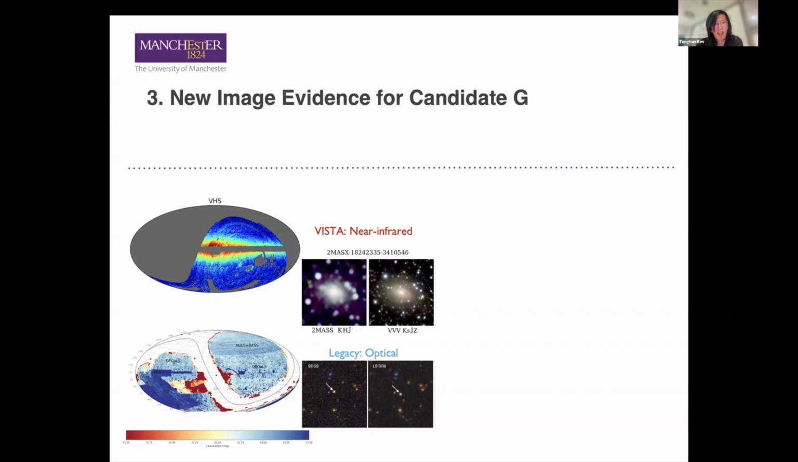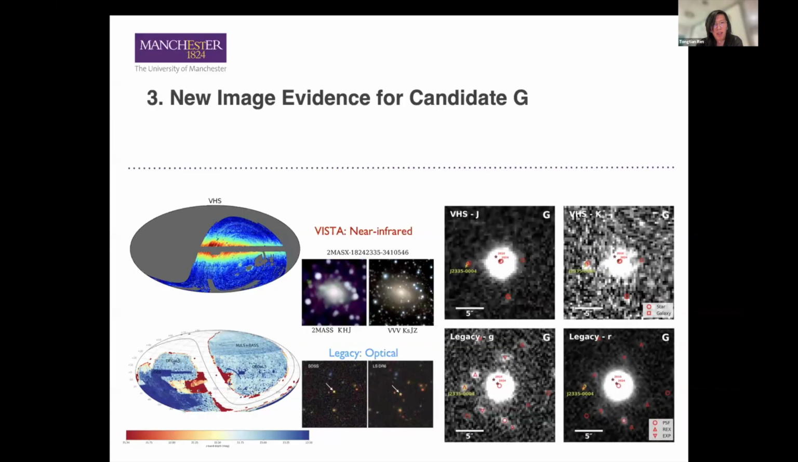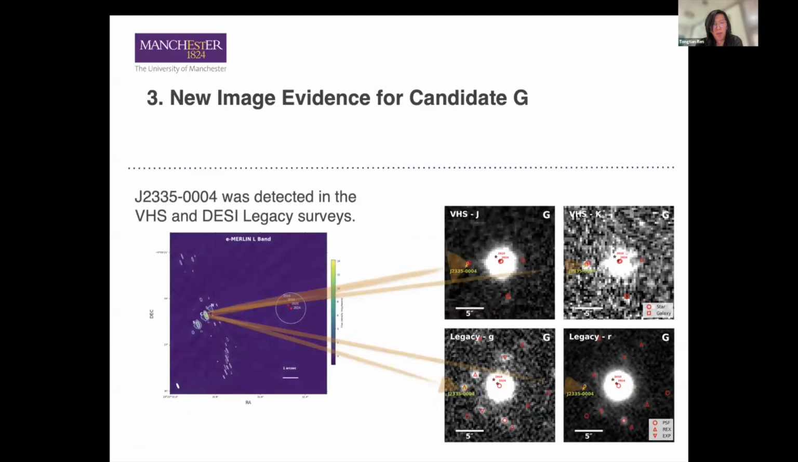So VISTA and the Legacy Survey are fainter than the normal ordinary surveys, like 2MASS or SDSS. If we take a look at candidate G, we can see from VHS that it's already observed, and that's the Legacy story. And the VHS theory also provided some photometric classification to classify the stars and the galaxies.